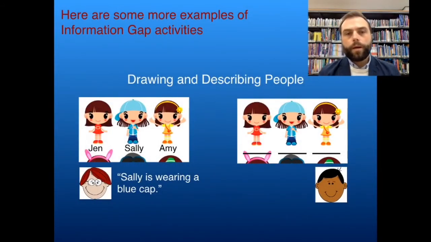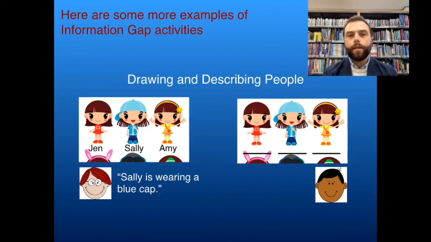Okay, moving on. Here's another common type of information gap activity, and in this activity there are some people. In this example it's cartoon characters, but it could easily be photographs as well. The student on the left has the names of the characters. So the student on the left says something like, Sally is wearing a blue cap.